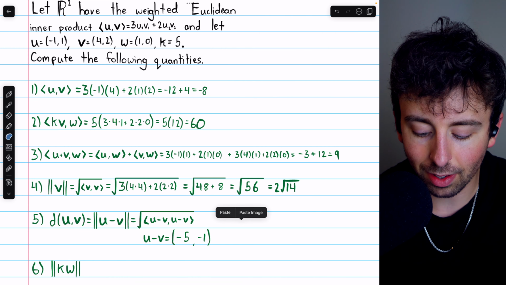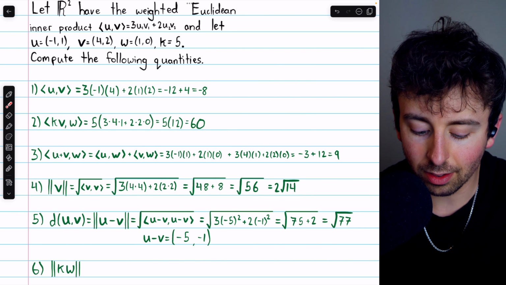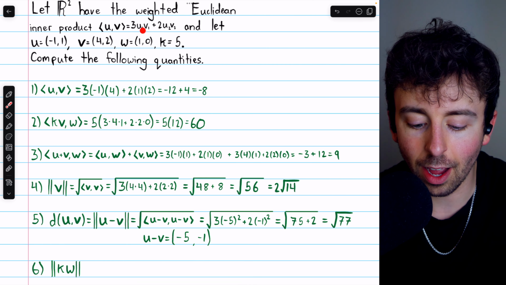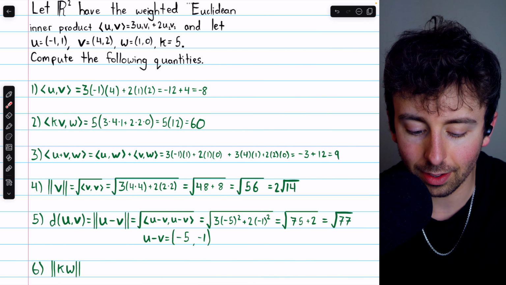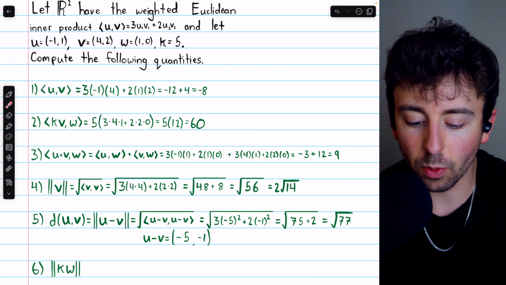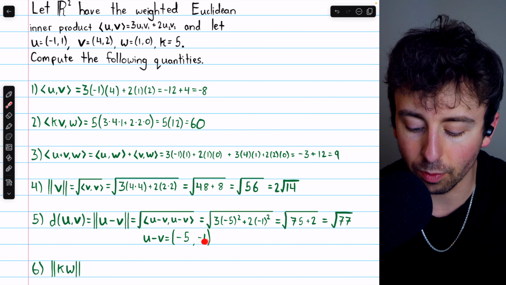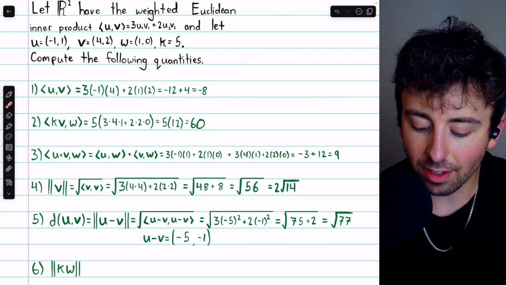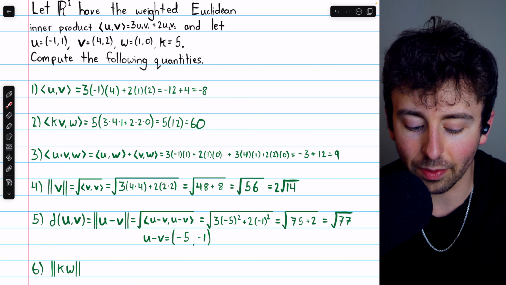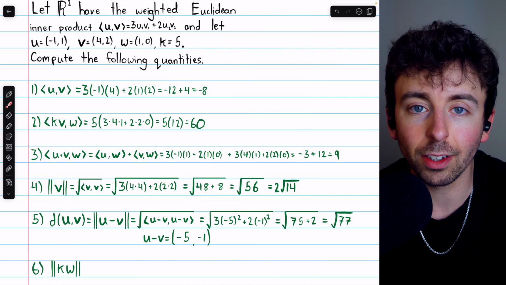Then we can proceed with taking the inner product of u minus v with itself. So we have the square root of, doing the inner product, it's 3 times the product of the first components, so 3 times -5 times -5. And then we add 2 times the product of the second components. So 2 times -1 times -1. This ends up being 75 plus 2 in the square root, so the square root of 77. That's the distance between u and v in this inner product space.